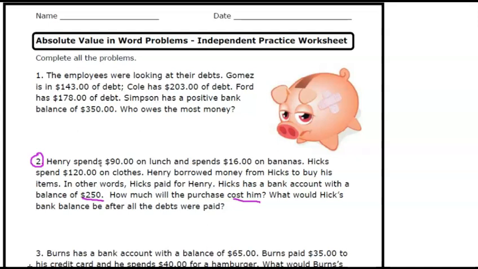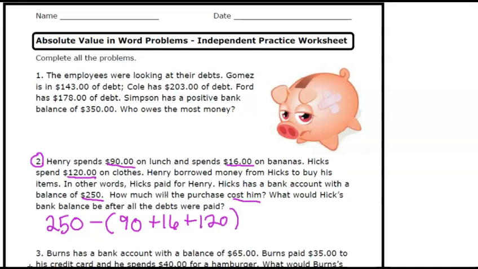So let's break this down. So Hicks paid for all three of these things. He paid for the $90 for the lunch, the $16 for the bananas, and the $120 for the clothes. And then he started with $250. So basically you would have 250 minus each of these added together. 90 plus 16 plus 120.